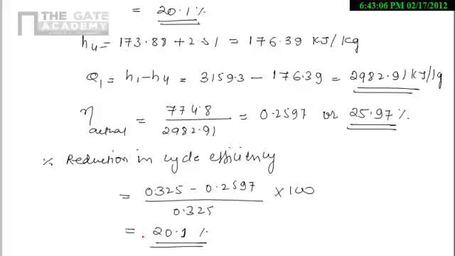So by this numerical we can easily understand that if we are familiar with the calculation of quality of steam and how we can find the enthalpy of the mixture, and if we apply the simple formulas for work done and efficiency of turbine and pump, we can easily find the values of the unknowns.